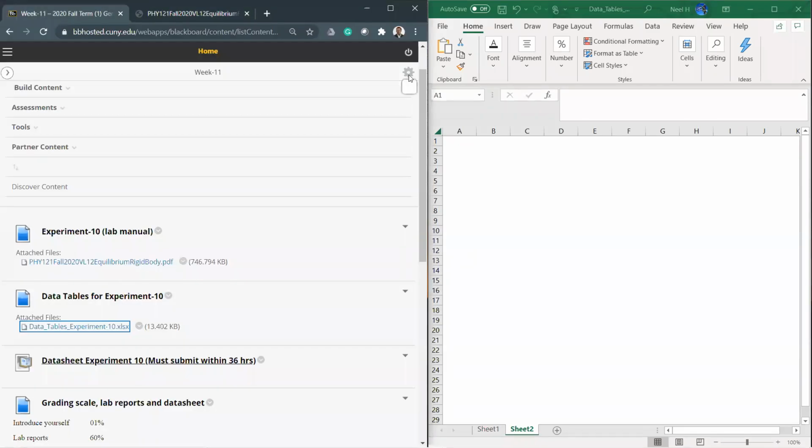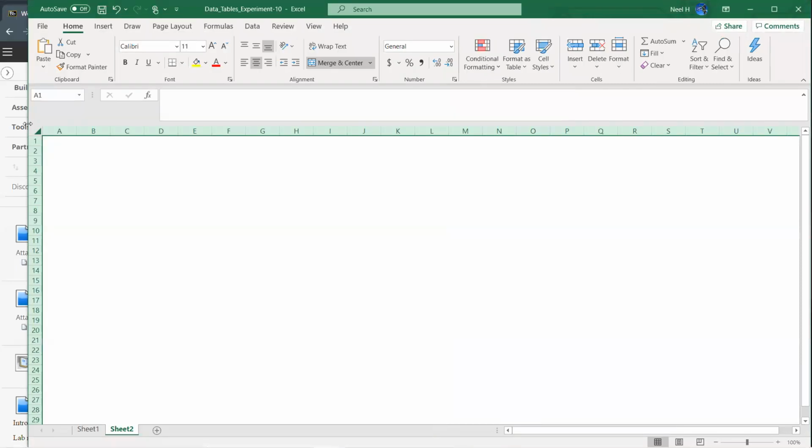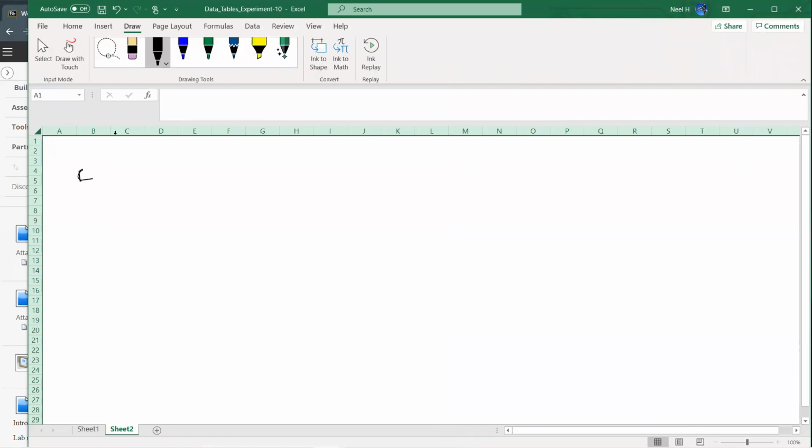Right, so let's take a look at what this lab is about. We're going to be investigating the application of torque. That's the idea. So you know the concept of center of mass. I think by now these concepts should be covered in your class, right?